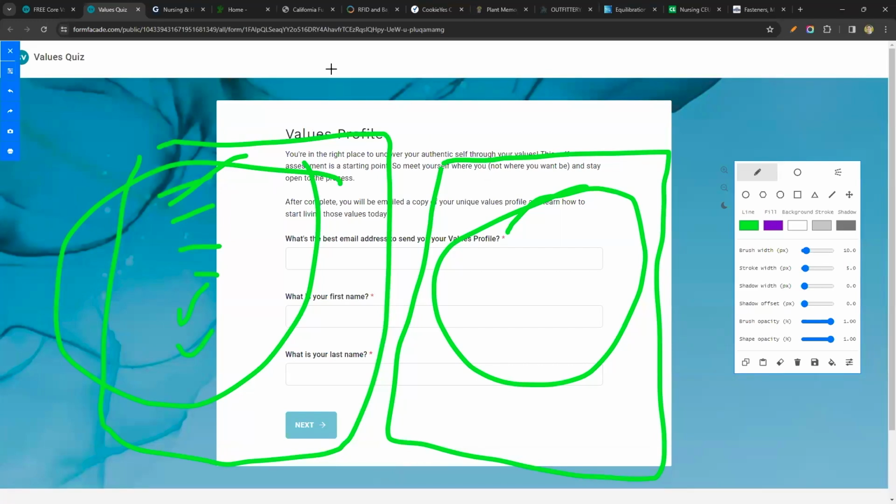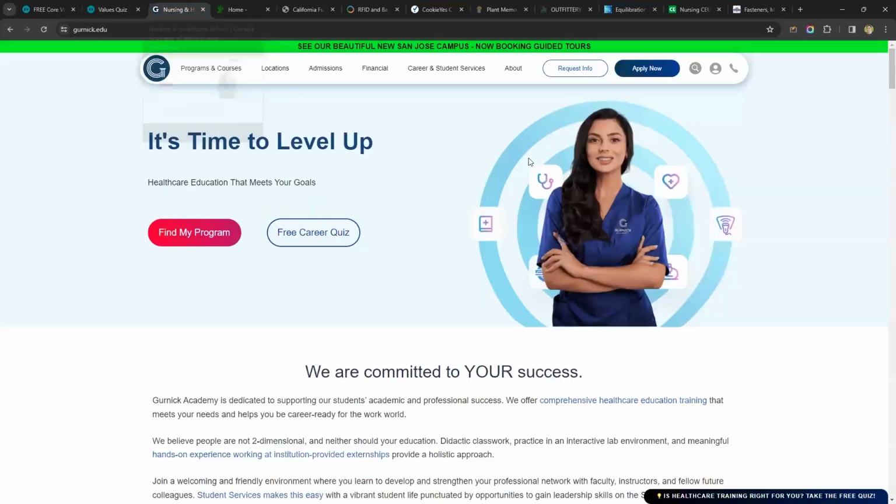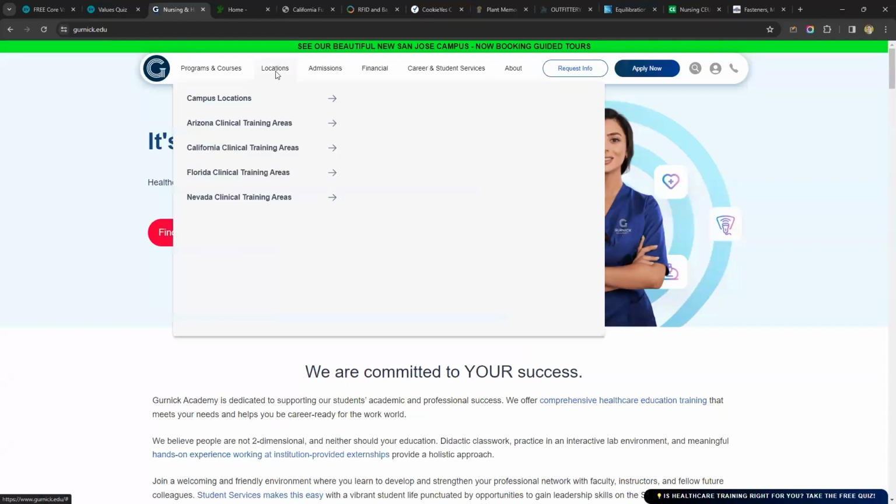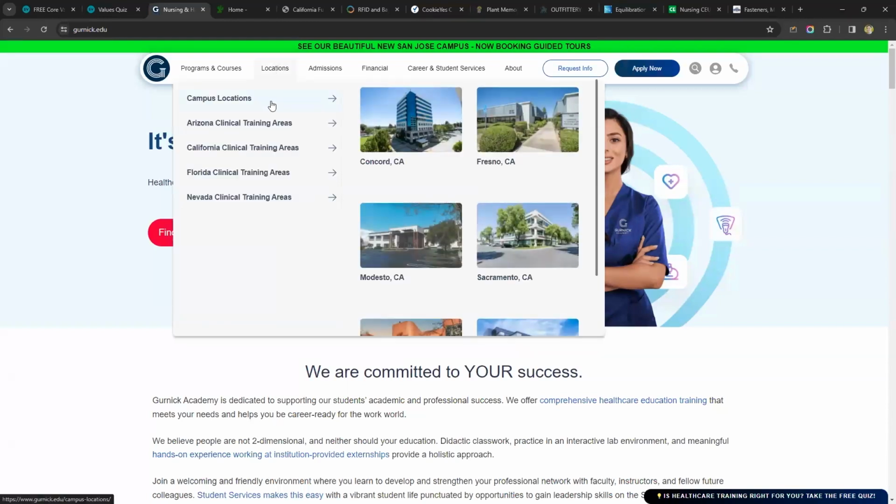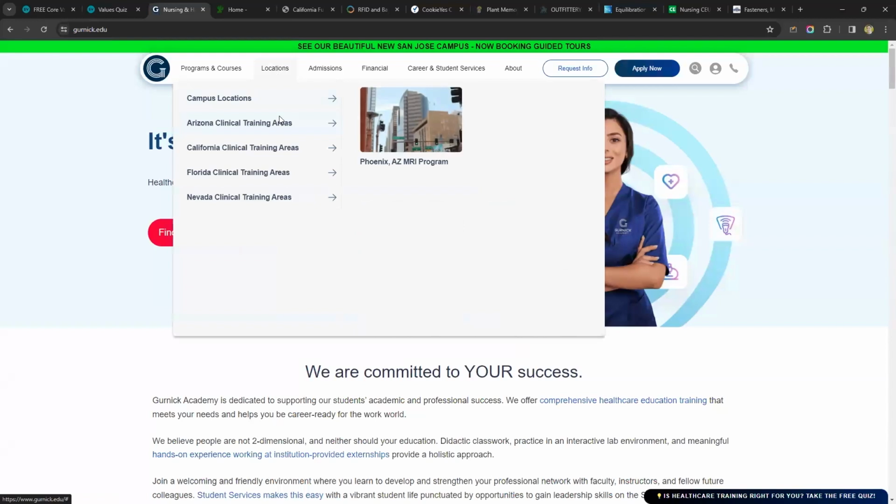All right, moving on to the next one. This one, Gurnick.edu, when I look at this, it really took me a while to figure out that this is a real company. This is a big company, or at least they appear big. When you really read through their site in painful detail, turns out that they've got multiple locations. If we look at the locations, look at all the locations here that they've got. This is a real business.